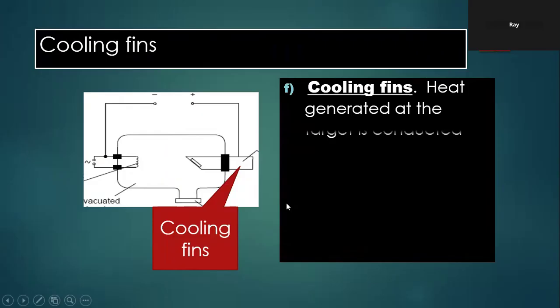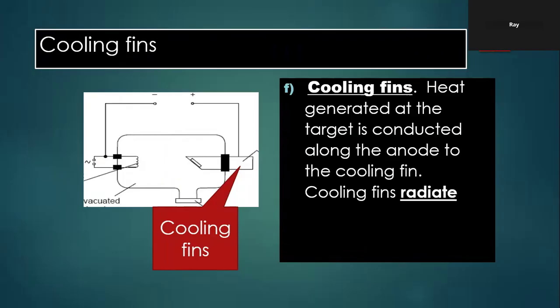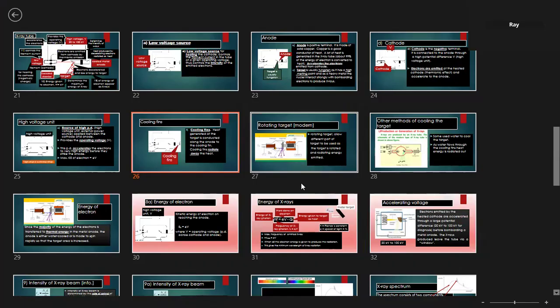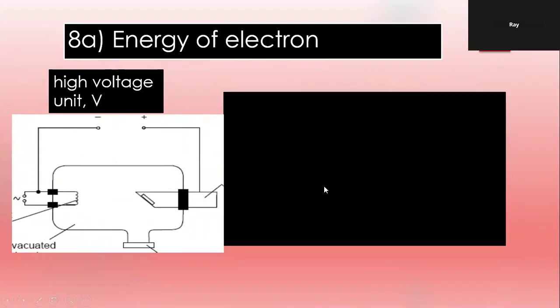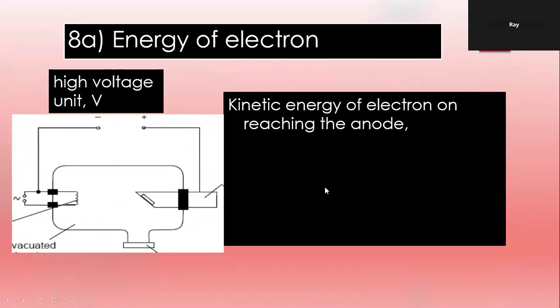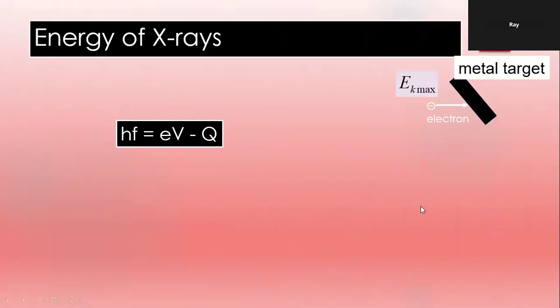Cooling fins: heat generated at the target is conducted along the anode to the cooling fins. Cooling fins radiate away the heat. There are various methods of cooling the target, but we won't go into that. Okay, let's go to the energy of the electron. There's the high voltage unit. The kinetic energy of the electron on reaching the anode is the maximum that it can receive. V is the operating voltage or PD across the cathode and anode. The maximum kinetic energy will hit the target.